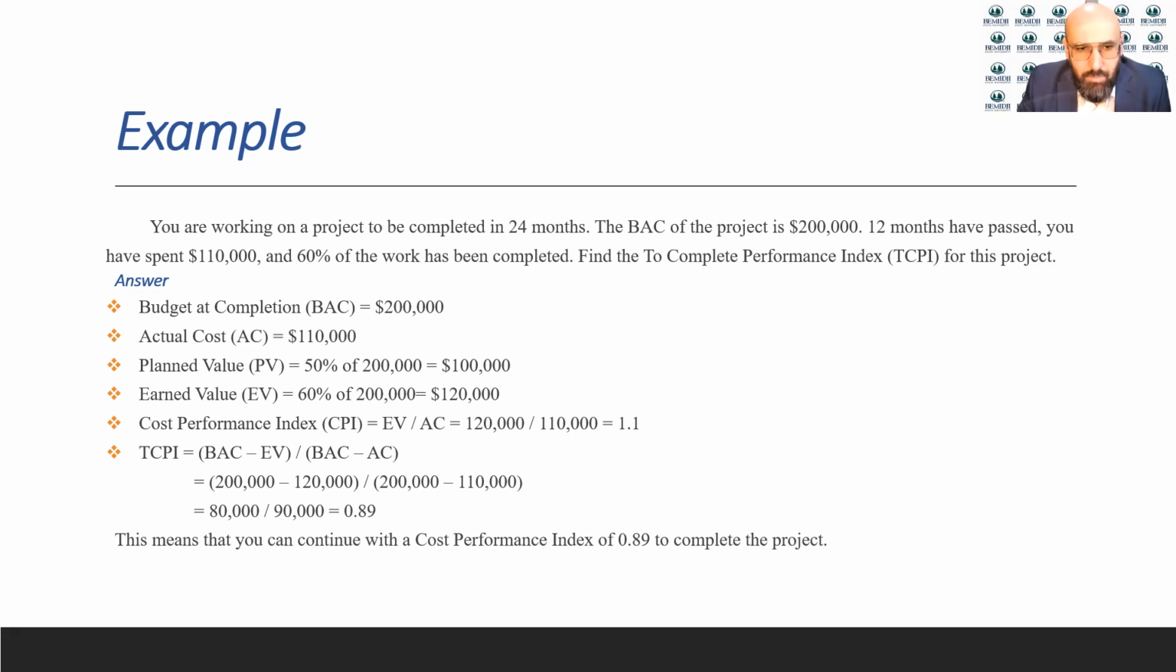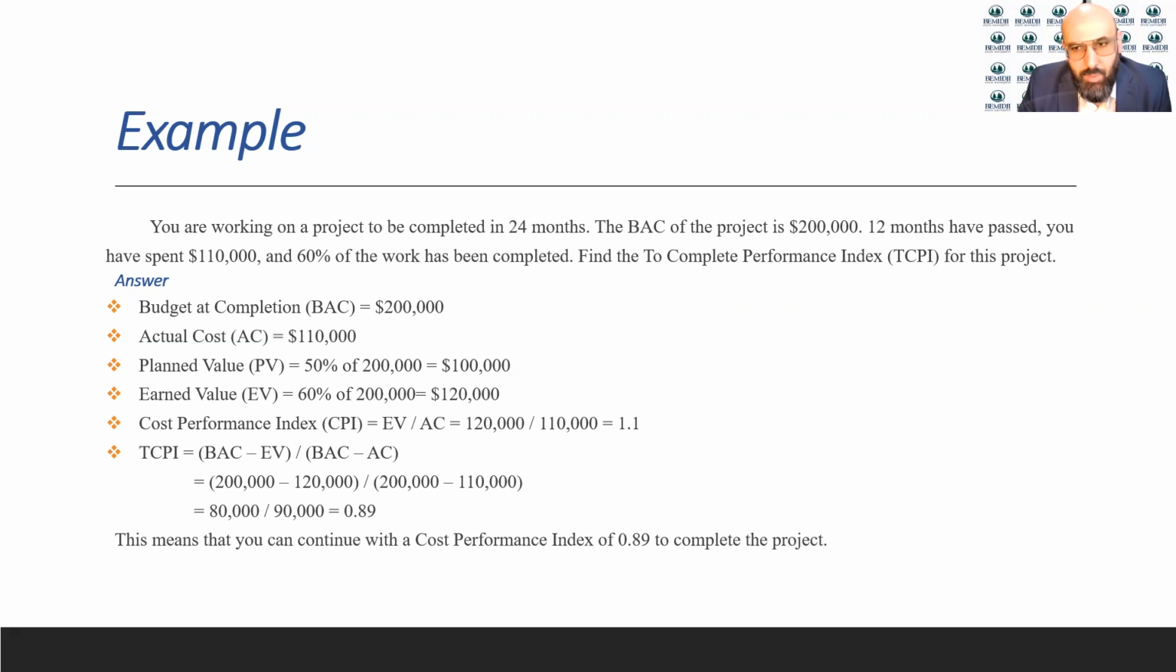So budget at completion, the BAC, is 200,000. That's the baseline for the project. Actual cost is 110,000. Planned value would be finishing 50% because we are 6 months, 50% of the way through.